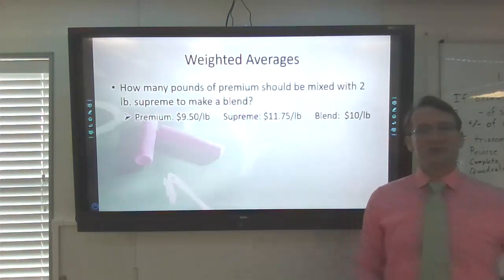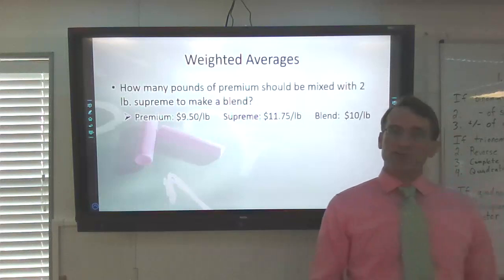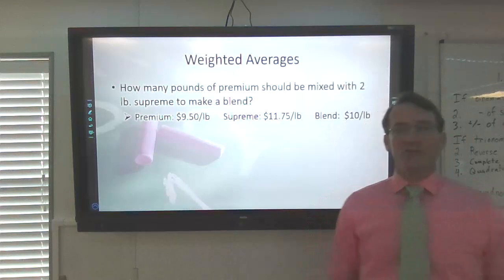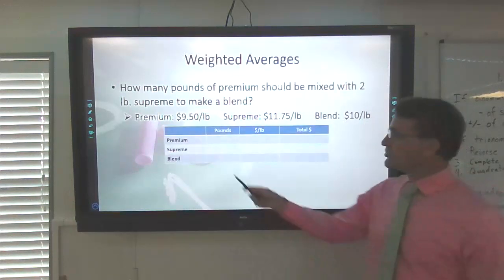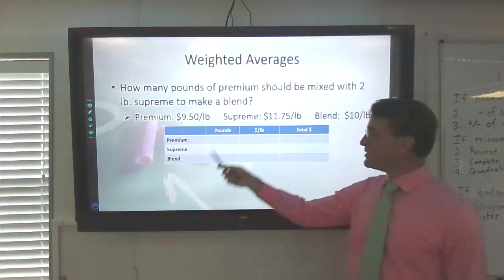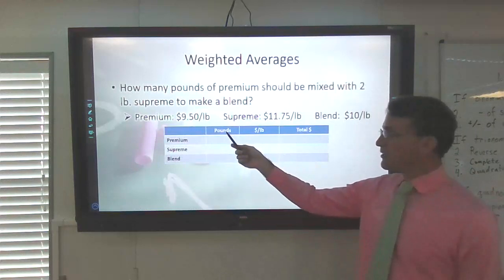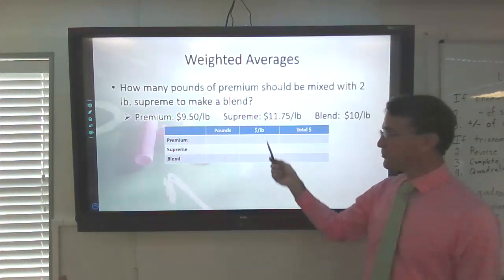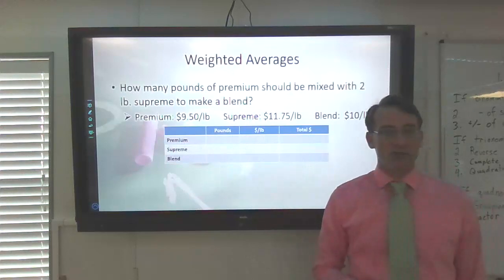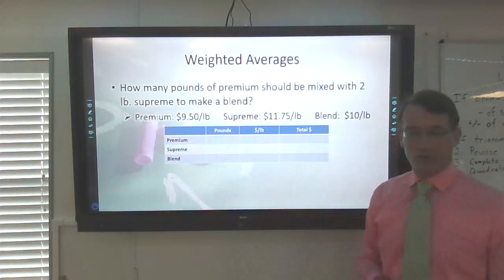Go ahead and see if you can set up this table. I'll give you a moment. Just set up the table and then we'll work it out. If you set up your table correctly, you should have premium, supreme, and the blend as your 3 rows. And then in your columns, you have the number of pounds of each of those, the price per pound of each of those, and then the total amount of cost for each of those.